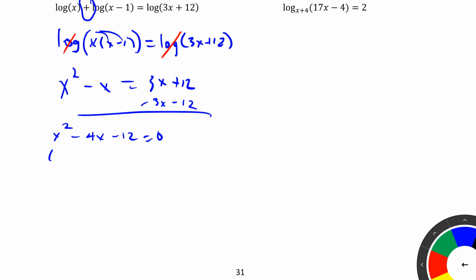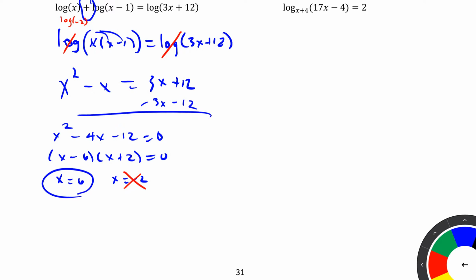If I factor, I wind up having x minus 6, x plus 2, and I get 2 answers, x equals 6 and x equals negative 2. Now, in all logarithms, we do have to check. So if we look back, negative 2 won't work, because if I plug in the log of negative 2, that doesn't exist. So that's a rejected answer. 6, however, does work. So that's our only solution.